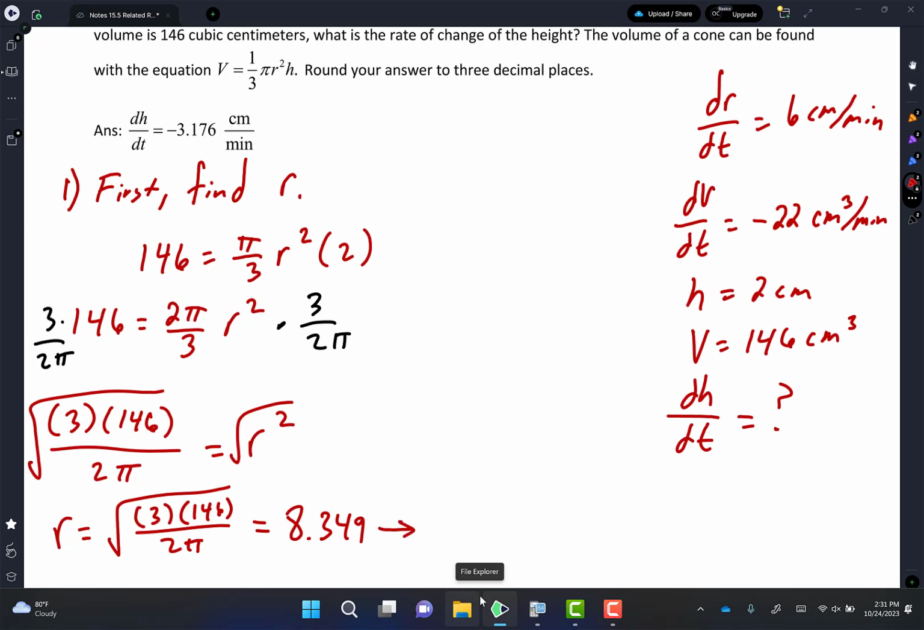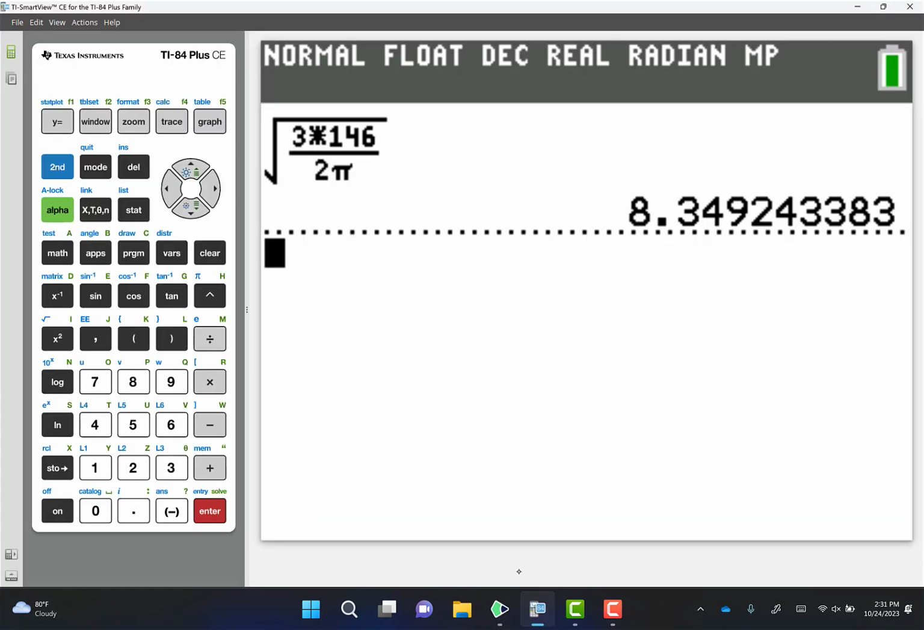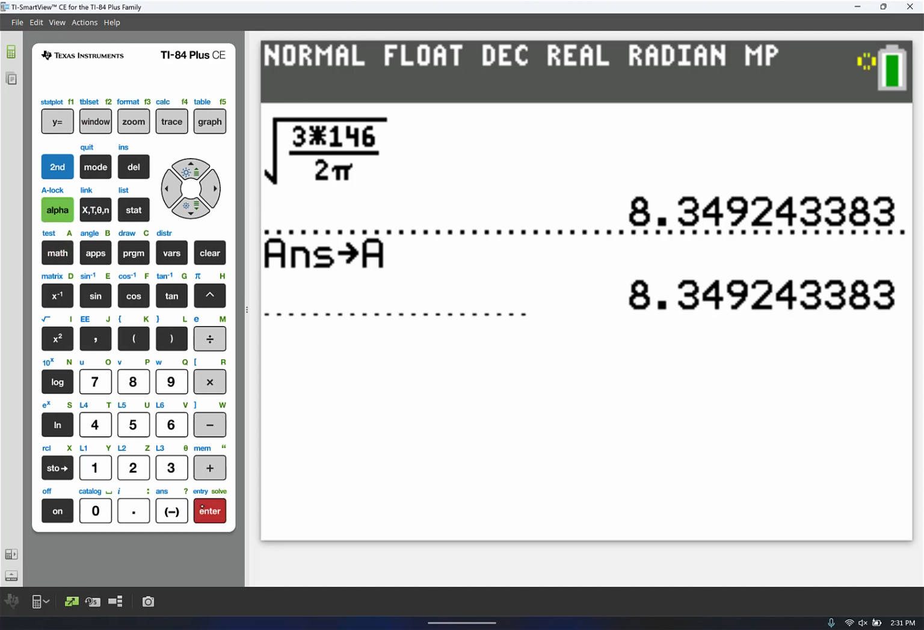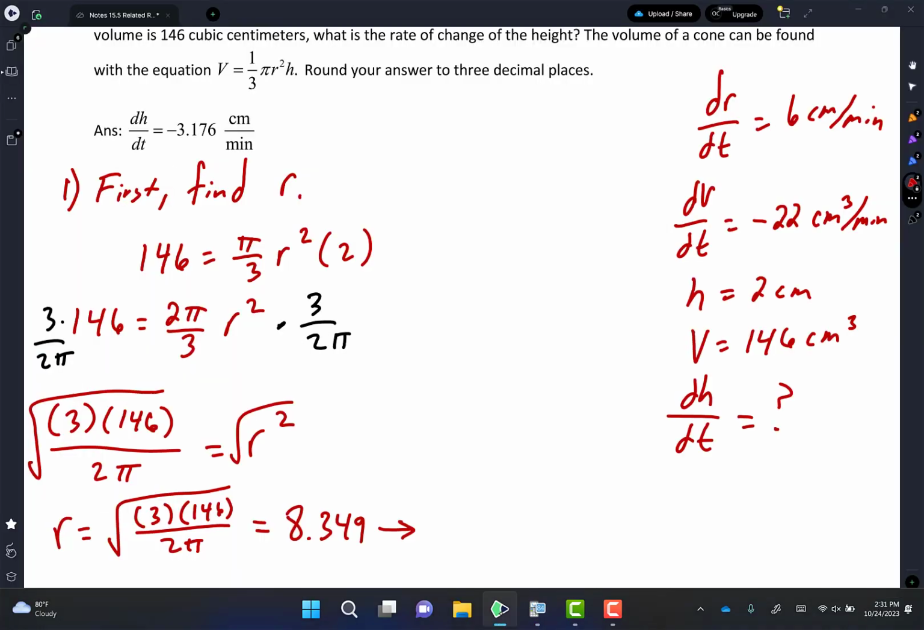8.349. I'm going to store this, so I'm going to put an arrow. And I like to just go down the alphabet. If you want to store it to r, you can. So how do I store it? I push store, alpha A. Start using technology, guys. That's going to store all those digits. All of them. Cool or not cool? Okay, there you go. So I'm going to store that to A. So everywhere you see a capital A, that's what I'm putting in.